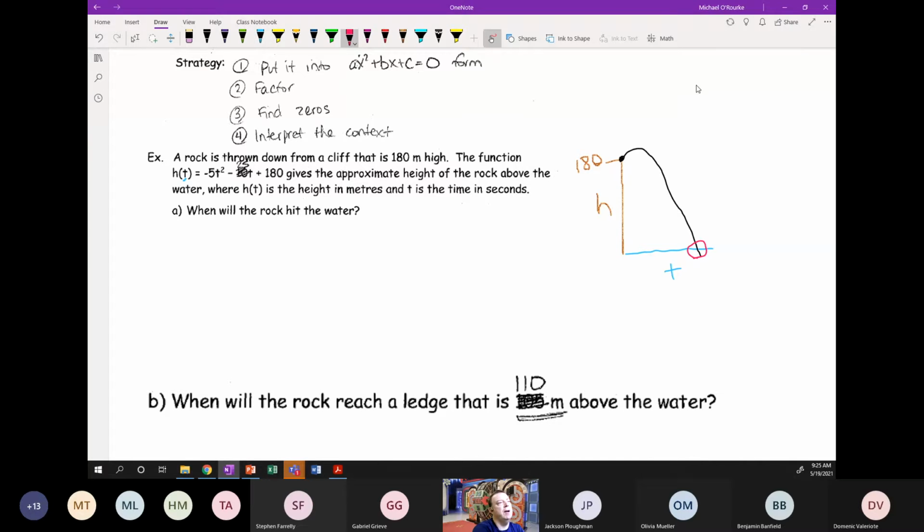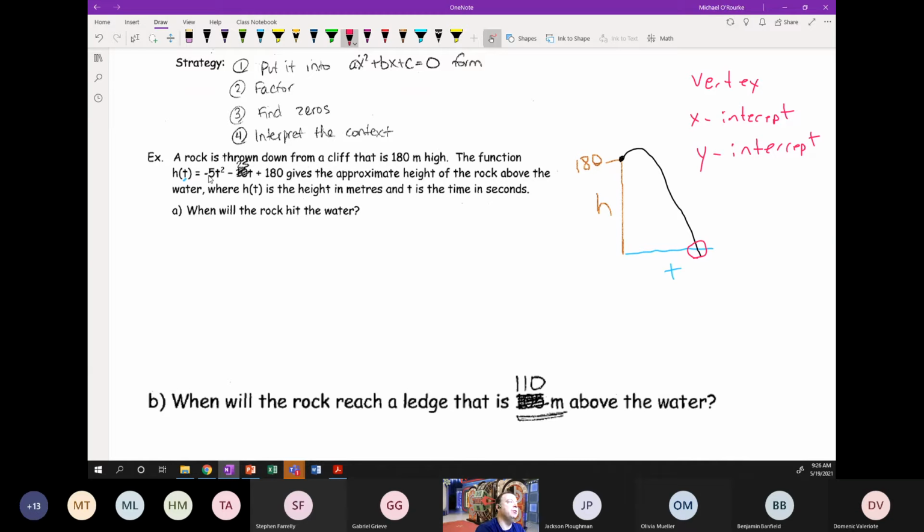So the first thing we have to realize is, what are we looking for? Are we looking for the vertex, the x-intercept, or the y-intercept? Which one of these are we looking for? X-intercept. Good job, James. We're looking for the x-intercept, so we're looking for when it crosses there.